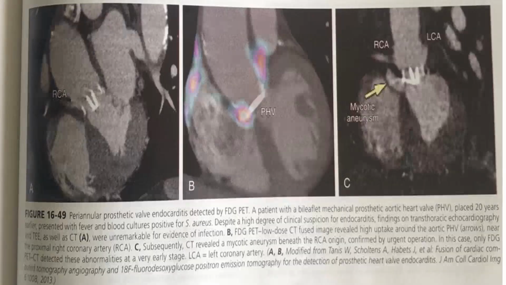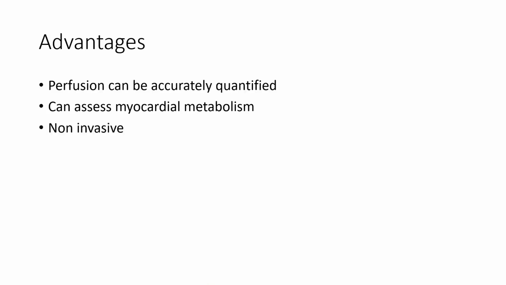FDG PET can also be used for detection of infection, as depicted in this image where there's a periannular prosthetic valve endocarditis. The advantages of radionuclide imaging are that perfusion can be accurately quantified, especially in PET, and you can assess the myocardial metabolism, and it's non-invasive.